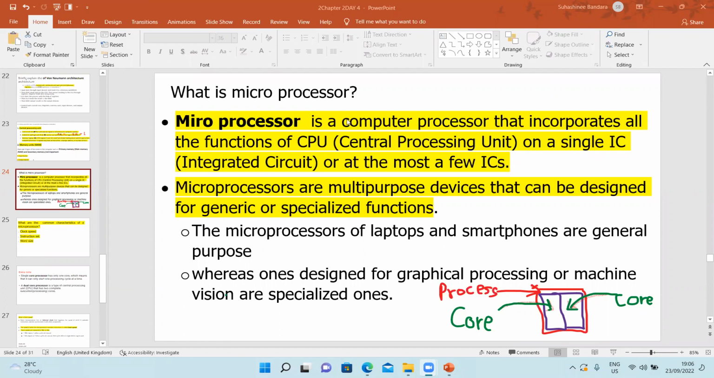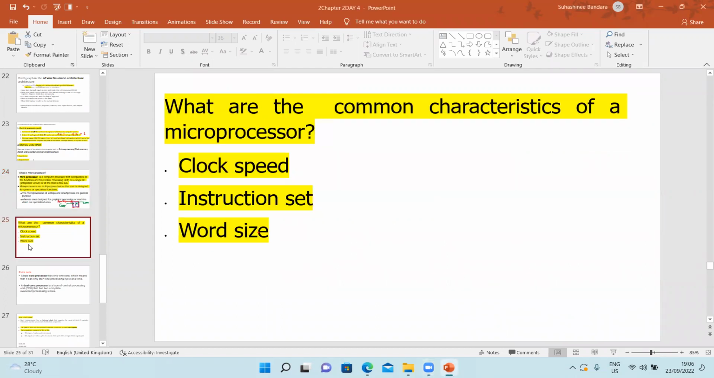Okay, next one. Microprocessors are multiple devices. Then next we are moving to the characteristics of the microprocessor. So nowadays most of the microprocessors are coming with coprocessors. But when Von Neumann was there, his processors were not partitioned. Right? That time the microprocessor concept was not there.